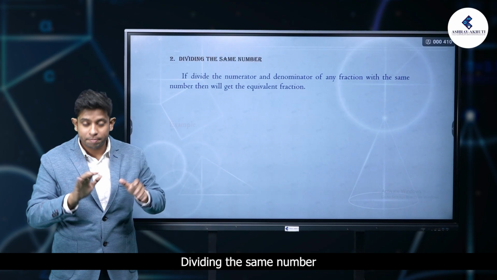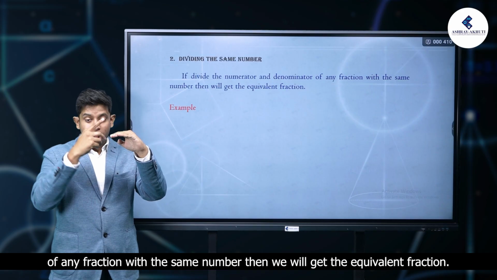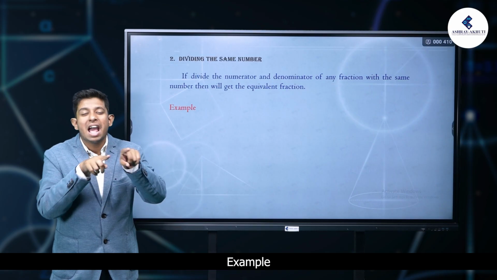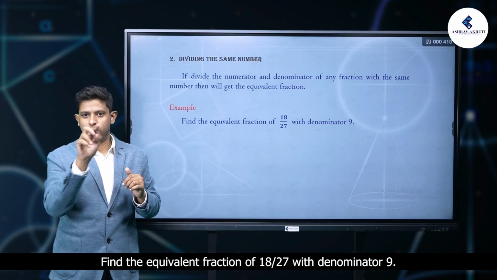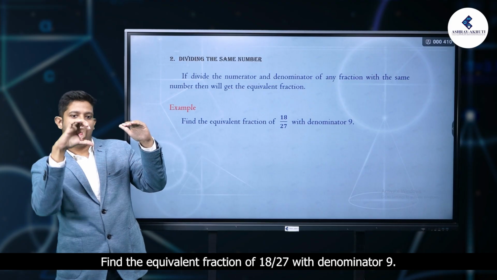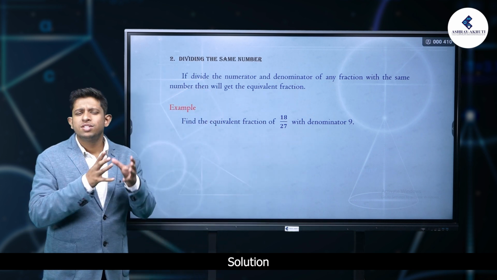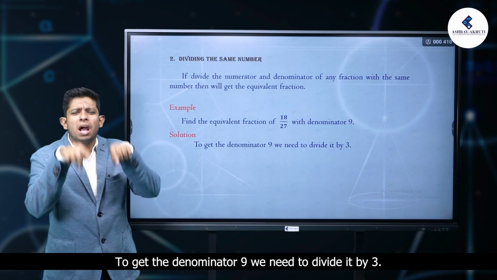Dividing by the same number. If we divide the numerator and denominator of any fraction by the same number, then we will get the equivalent fraction. Example: find the equivalent fraction of 18 by 27 with denominator 9. Solution: to get the denominator 9, we need to divide it by 3.